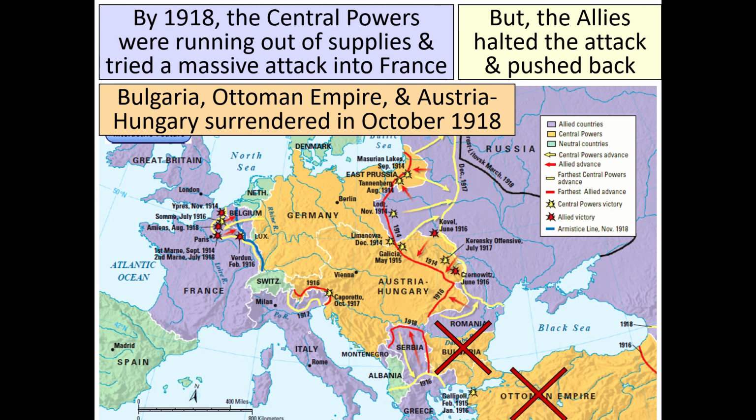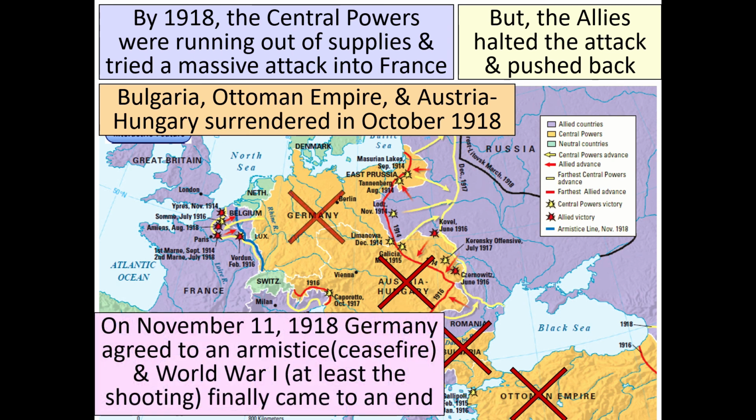Bulgaria, the Ottoman Empire, and Austria-Hungary surrendered in October 1918. On November 11, 1918, Germany agreed to an armistice, a ceasefire, and World War I, at least the shooting part, finally came to an end.